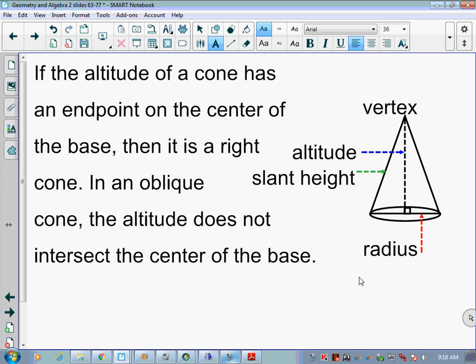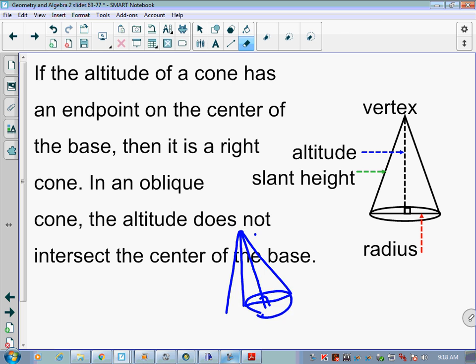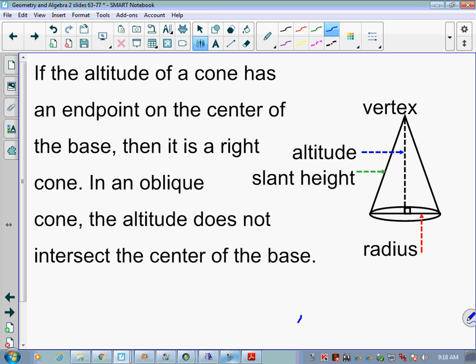Let's see, I'll draw a for instance here in a little bit. Maybe I can give you one here. But let's say I've got a base here, and I move my point over, okay, then this is no longer perpendicular, okay? In fact, if I do it extremely enough, let's say that my vertex is out over here, then my altitude is actually all the way outside of that oblique cone.